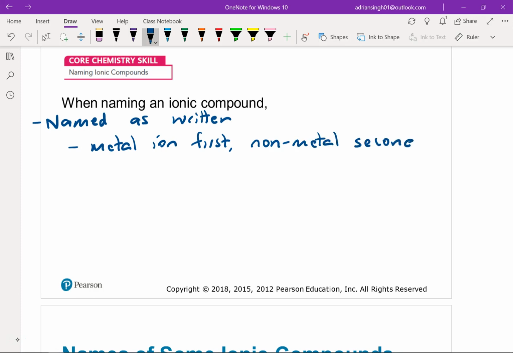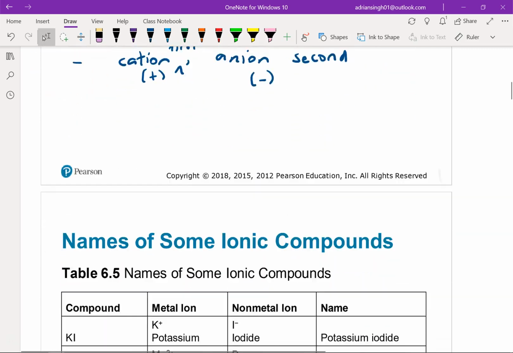is second. Okay, and then as we'll see in the subsequent sections, we can make a more general statement when it comes to nomenclature. We can say that cation goes first, the positively charged thing goes first, and then the anion goes second. All right, and we saw before that metals tend to form cations, non-metals tend to form anions. All right, and this is the order in which we write the formulas for the ionic compound to begin with.